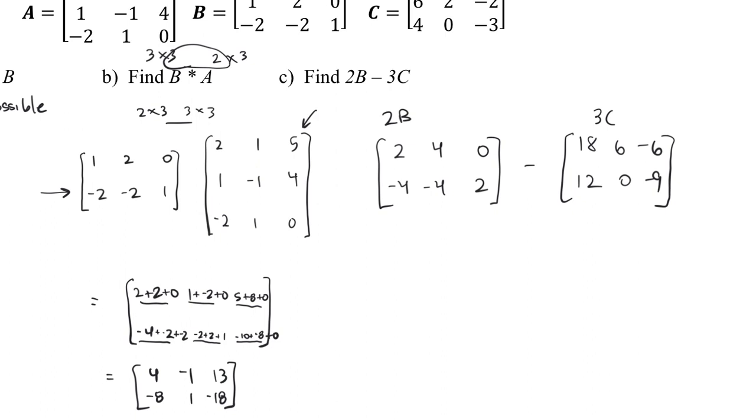Now in order to add or subtract matrices, remember the two matrices have to be the exact same size, which these two are. So you simply subtract entries that are in the same spot, like this entry and this entry are in the same spot in each matrix, you subtract them. So you're going to get 2 minus 18, which is negative 16, 4 minus 6, which is negative 2, 0 minus negative 6 is positive 6, negative 4 minus 12 is negative 16, negative 4 minus 0 is negative 4, and 2 minus negative 9 is 11.